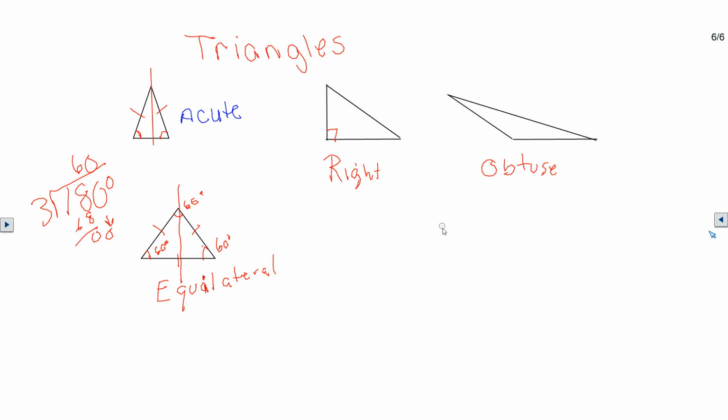Oh, one other type is a scalene. A scalene means that all the sides are different lengths. So if I look right here, that's a really long one. This is the next long one, and then this one. If they are of different lengths, it's a scalene. If they are the same length, it's not a scalene, okay? That's just a quick little video on triangles.